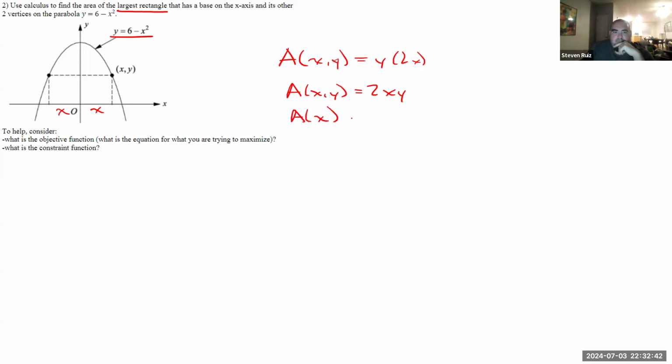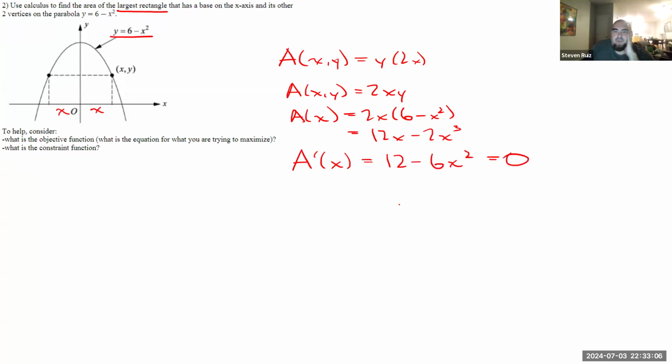So instead of leaving y as is, I'm going to re-express it as 6 minus x squared. And if I expand that, I get 12x minus 2x cubed. I want to find a critical point, so I'll take a derivative. That's 12 minus 6x squared. Set that equal to 0 and solve. So 6x squared equals 12, which gives me x squared is equal to 2, or x is equal to plus or minus radical 2.